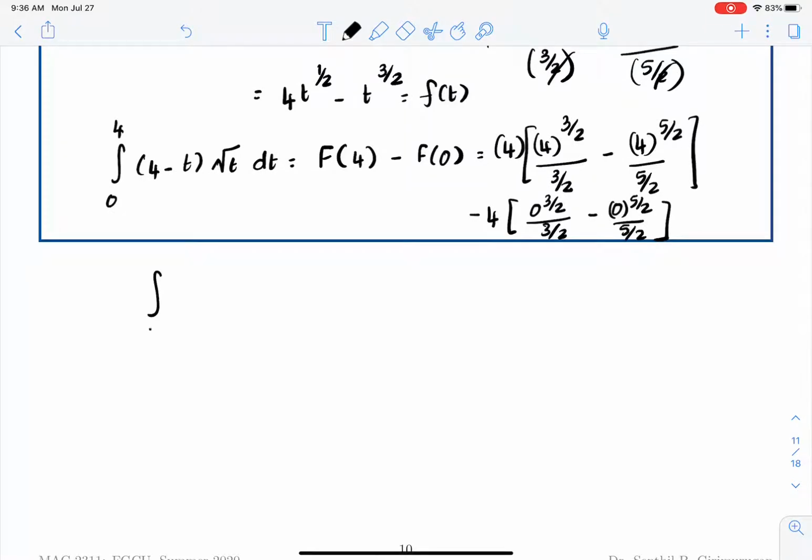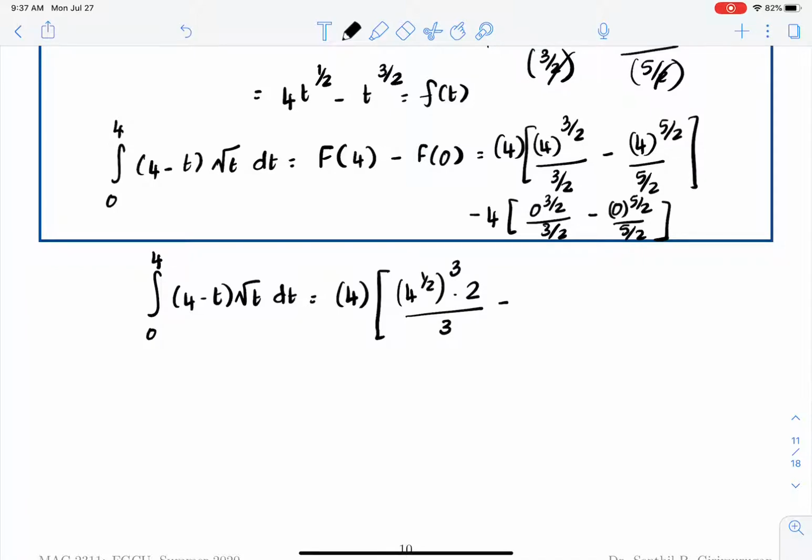So the integral from 0 to 4 of 4 minus t, times the square root of t dt, would be 4 times 4 raised 3 over 2. I could write it as 4 raised 1 over 2, raised to the 3. Flip and multiply, 2 over 3. Then 4 raised 1 over 2, raised to the 5. Flip and multiply, 2 over 5. The second term would be 0.